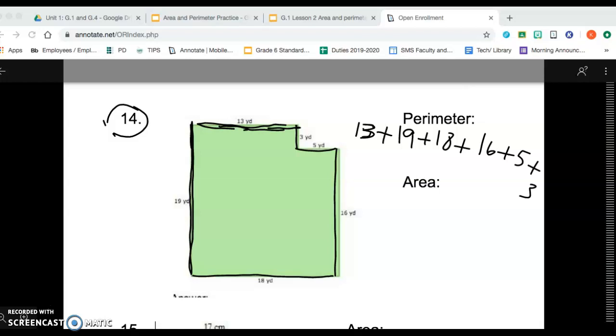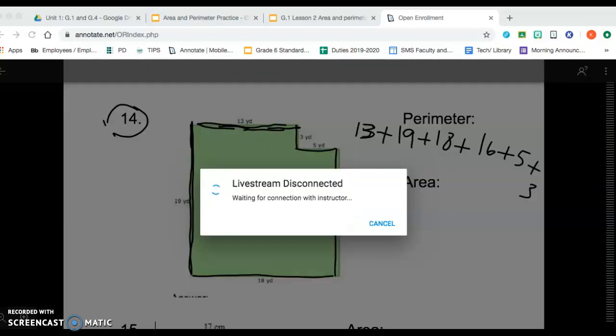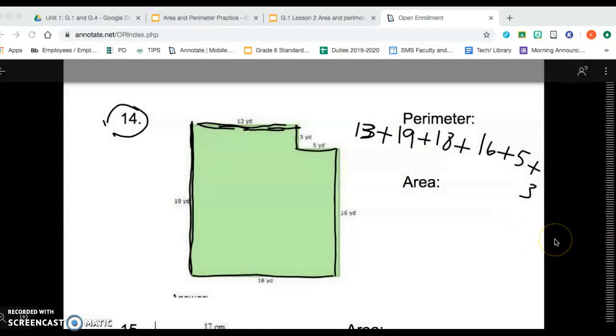So then I'm just going to throw all this in my calculator really quick just to make it easier. So we have 13 plus 19 plus 18 plus 16 plus 5 plus 3. So you should get the perimeter is 74. And remember, 74 yards. And since it's perimeter, we don't square it. So it's 74 yards. So just go ahead and make sure you have all that written down.